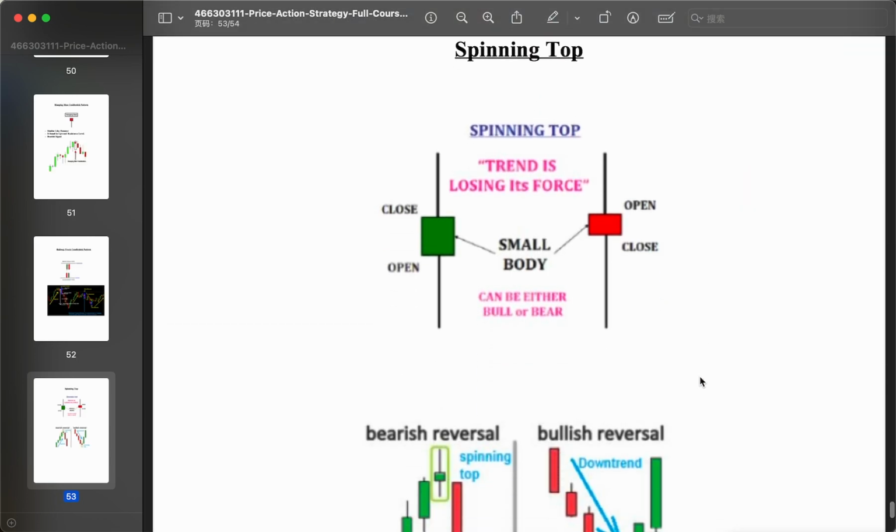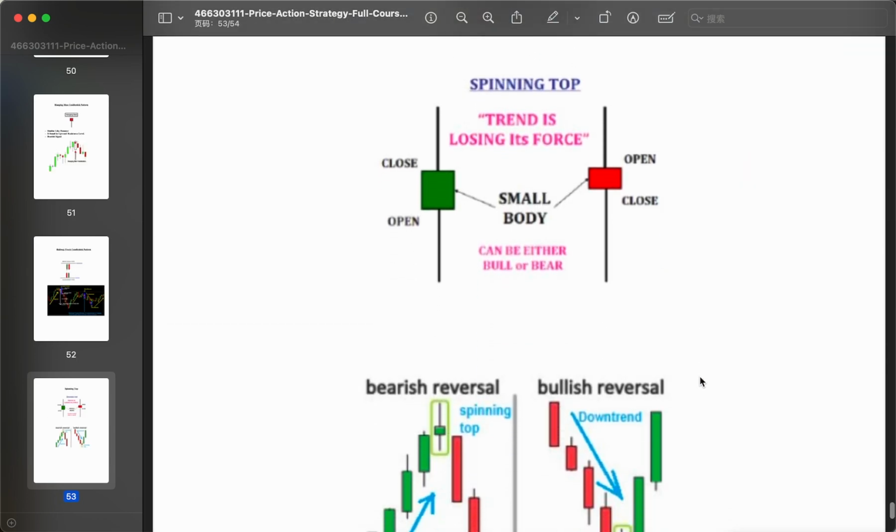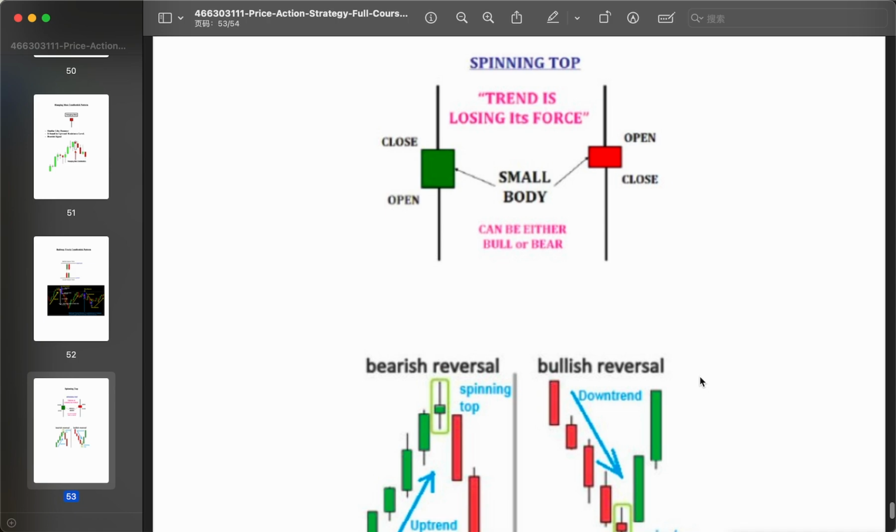So here, this is the spinning top. Spinning top means the trend is losing its force. You have a smaller body and a longer shadow line. That actually means the previous market trend has lost its force to continue. So you have a spinning top.